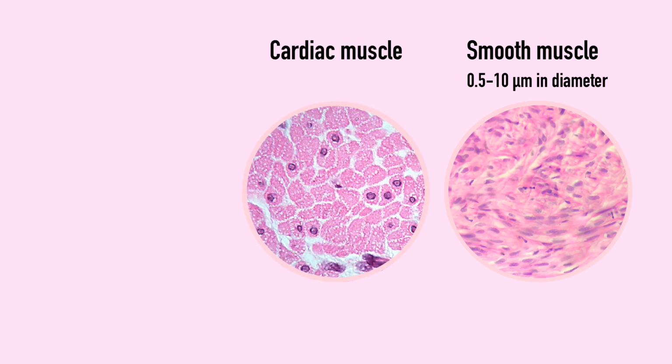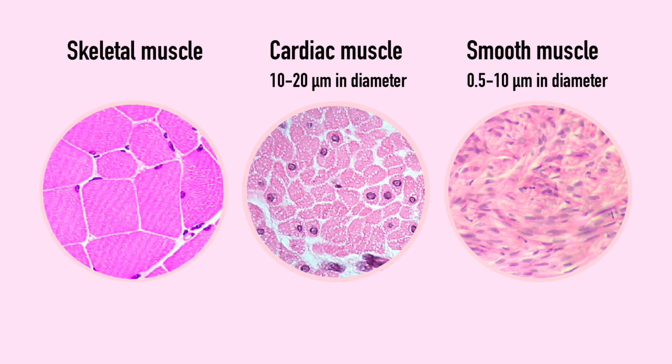Smooth muscle cells are the smallest in diameter, that ranges from 0.5 to 10 micrometers. Now cardiac muscle cells are larger and are 10 to 20 micrometers in diameter. Finally, skeletal muscle are the largest muscle cells across all types and range from 10 to 100 micrometers in diameter.